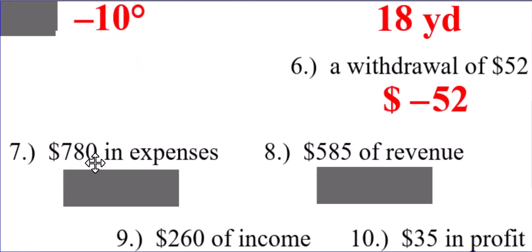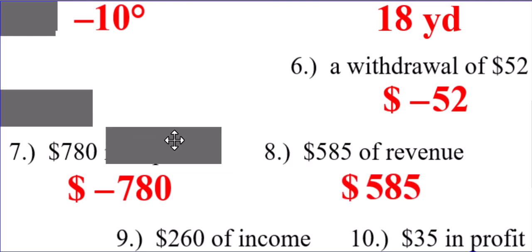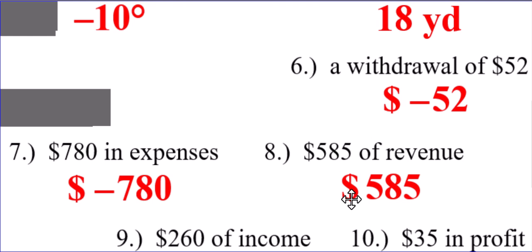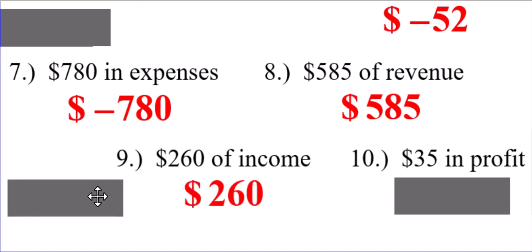Problem number 7, $780 in expenses. Expenses is money that you have to pay for things. So that's the money that is leaving you going to someplace else. So that is a negative amount of money for you. Revenue, however, is money that you are getting in as income, maybe from selling things. So that is a positive amount of money. Income is a word we see used interchangeably with the word revenue. So that is also a positive amount of money.